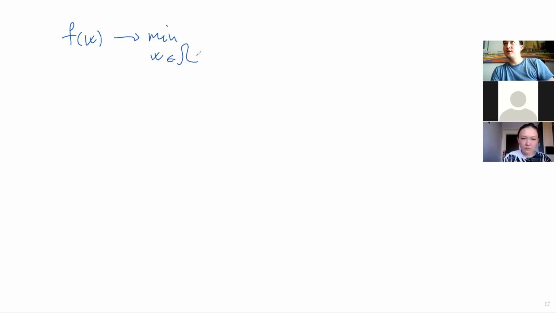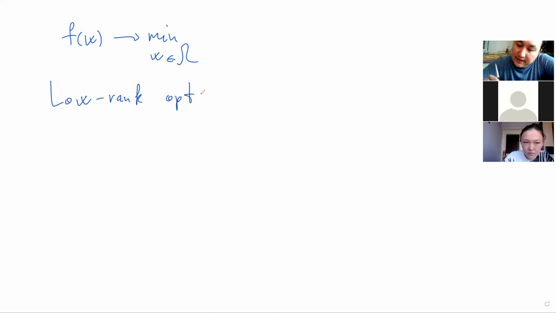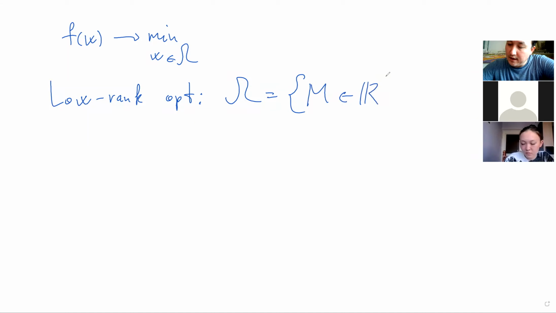Low rank optimization is the following case: when omega is the set of all matrices, let's say with dimensionality m times n, for which we have one assumption, that the rank of the matrix is not greater than some parameter k. The problem of optimizing over this set is called the low rank optimization problem.